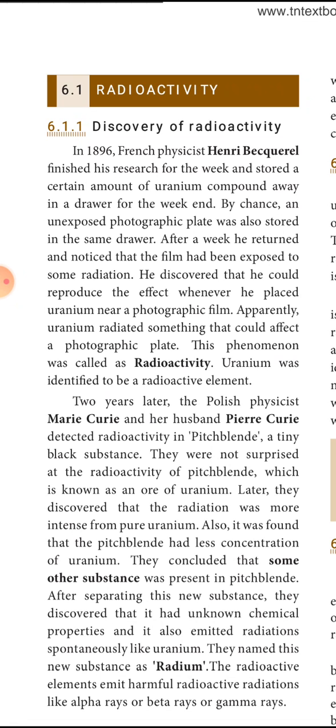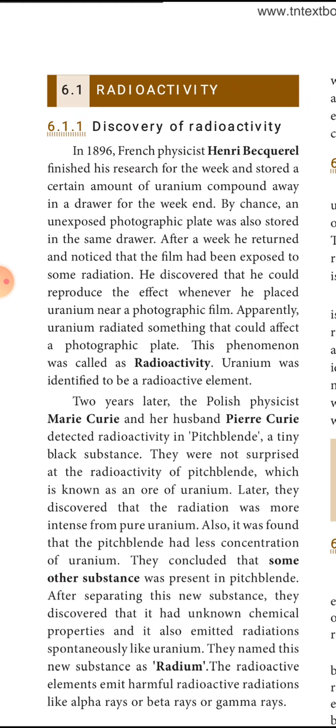This was done by Henri Becquerel. Later on, Marie Curie and Pierre Curie detected radioactivity in the pitchblende ore. What do you mean by an ore? It consists of some metal or an element along with some other things. It is a tiny black substance. They were surprised that this was also producing radiation emissions, and they later found it to be an ore of uranium. Then they discovered radiation was more intense from pure uranium. It was found that the pitchblende has less concentration because it is combined with some other material.